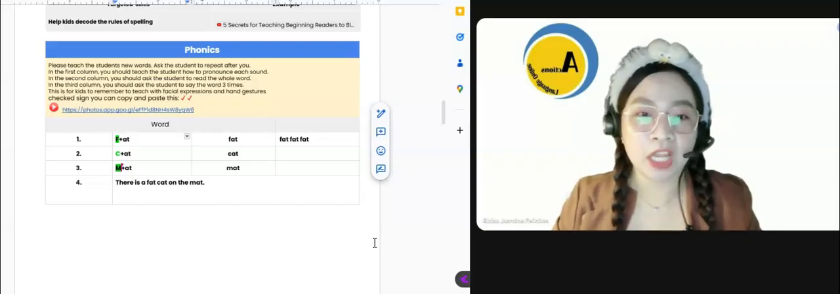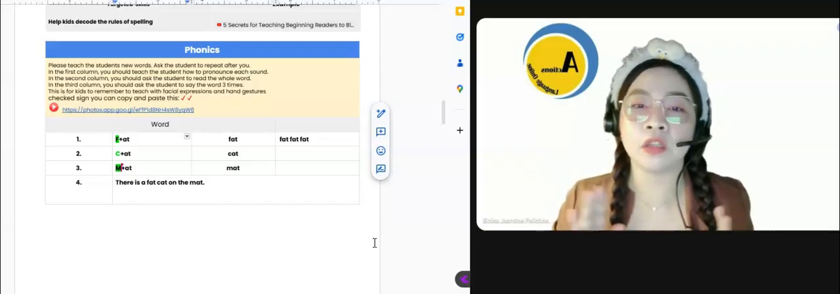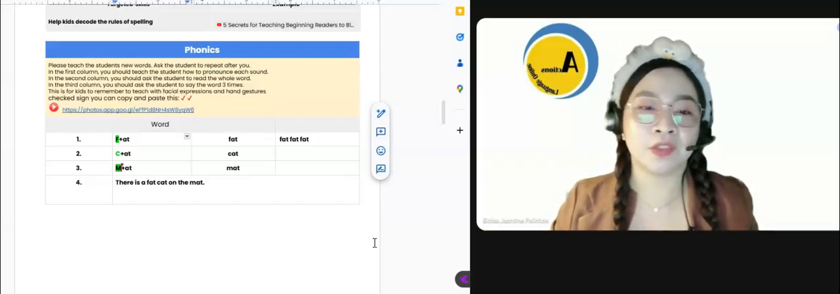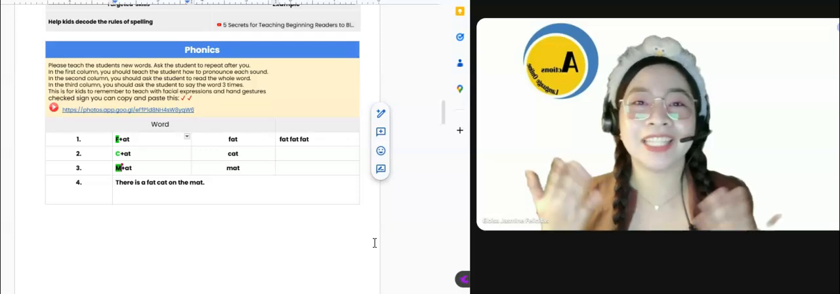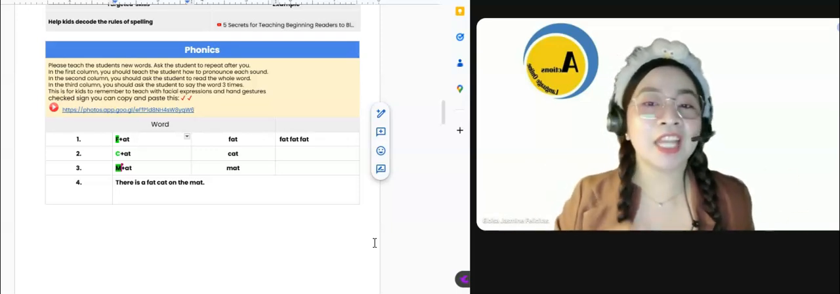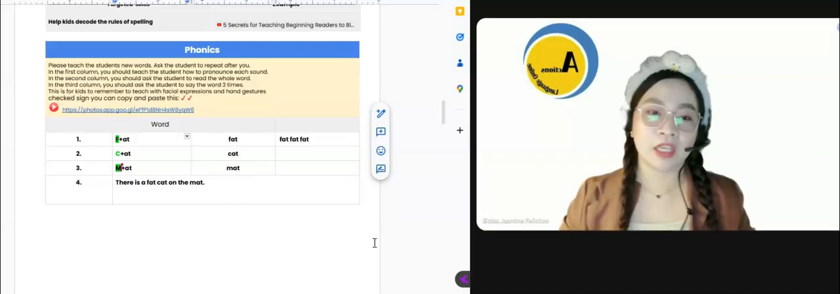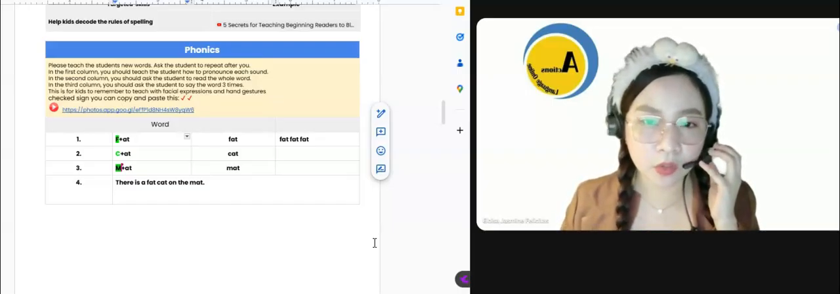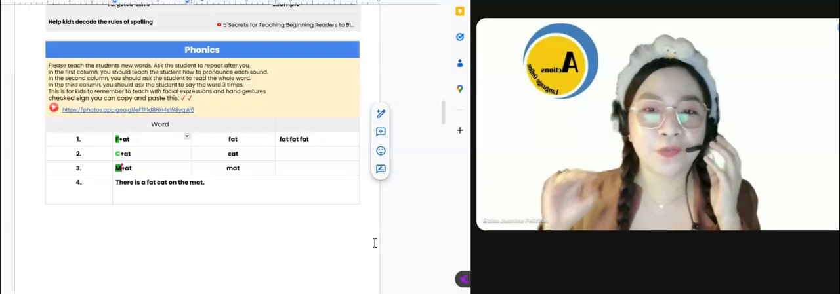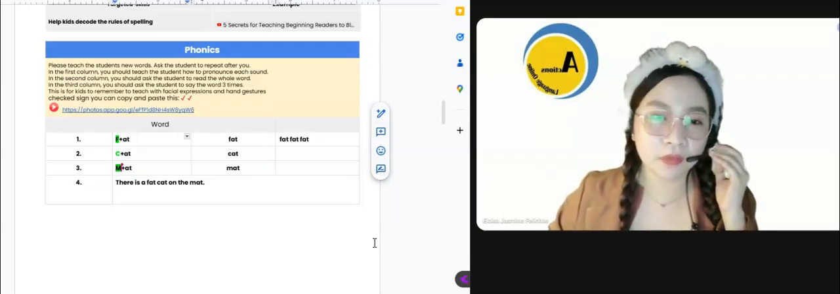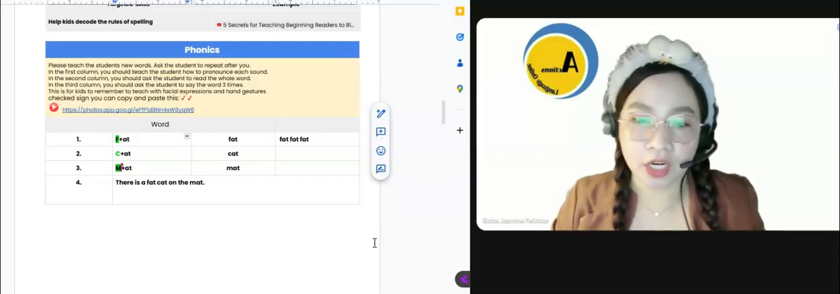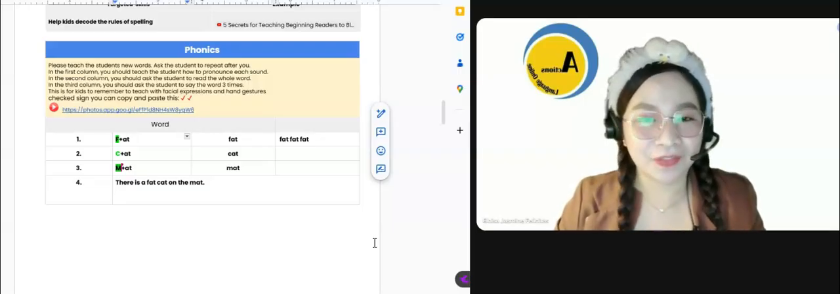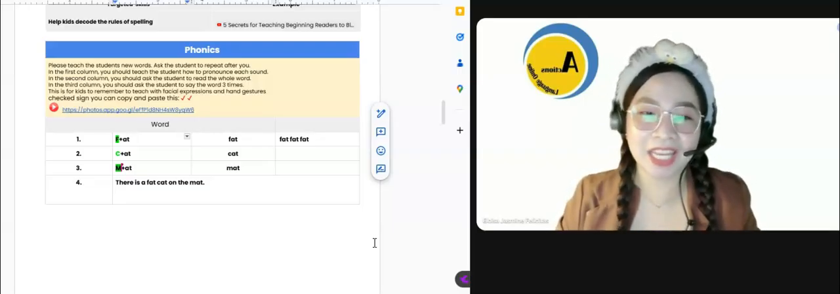Now, for number four, there's a sentence that combines all the words that we learned from number one to three. Let's practice reading this. But first, listen to teacher Jazz and read it aloud after, okay? So here I go. There is a fat cat on the mat. One more time. There is a fat cat on the mat. Now, Jenny, your turn. There is a fat cat on the mat. All right. Thank you for joining me to read it, Jenny.